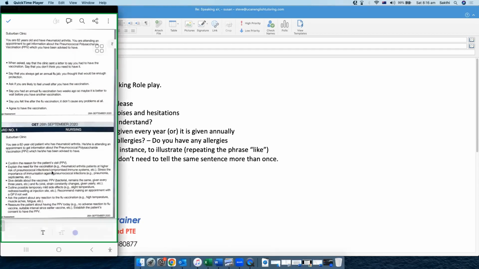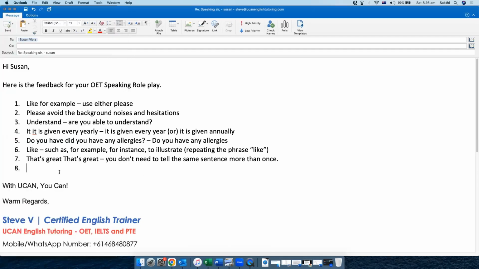Just reassure by telling you that if you take this vaccination today, there is no any adverse reaction to your flu vaccine which was taken 2 weeks ago. There is no any adverse reaction. That's not a great way of doing it. This is wrong. There is no any adverse reaction.